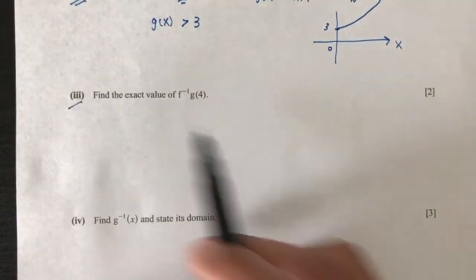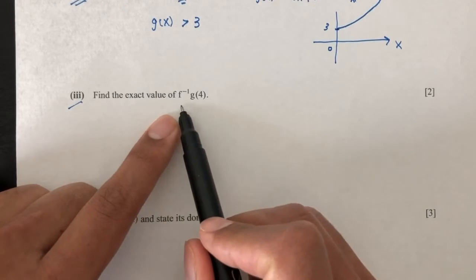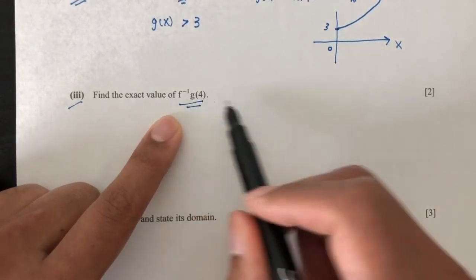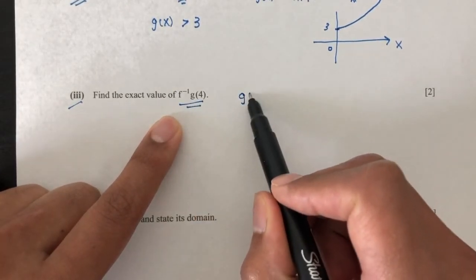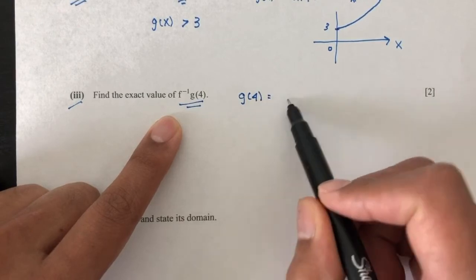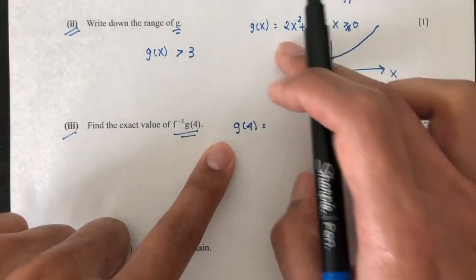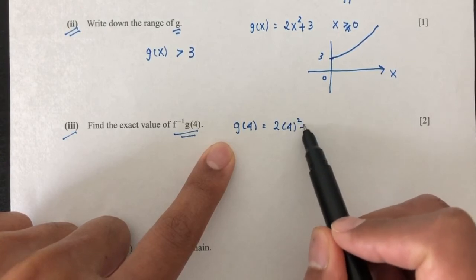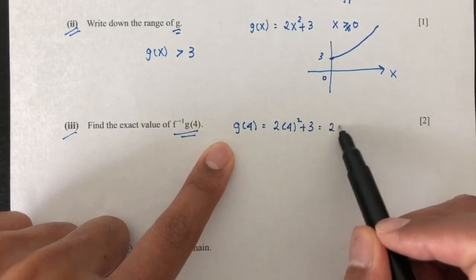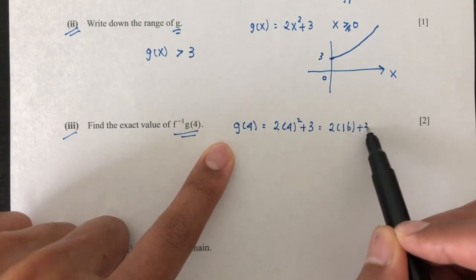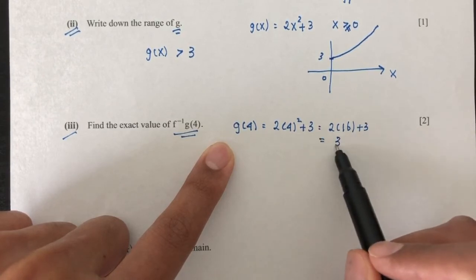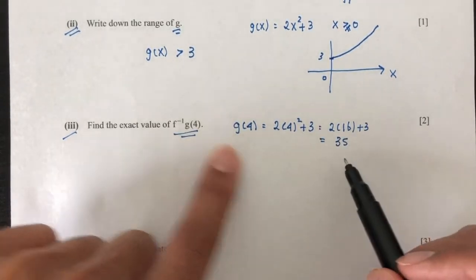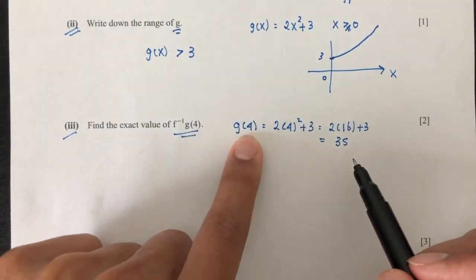Now for part 3, find the exact value of this. To find this, let's first find the value of this. So g of x is given by this one. Replace x by 4. We have 4 squared plus 3, that'll be 2 times 16 plus 3. That will be 35. That is g of 4.